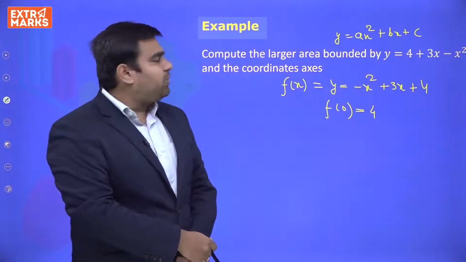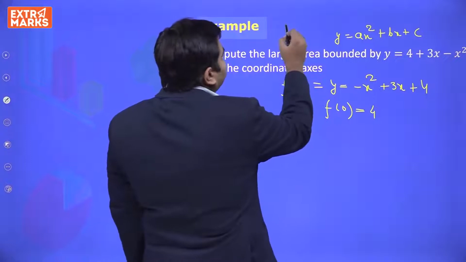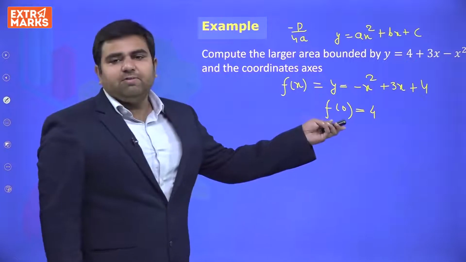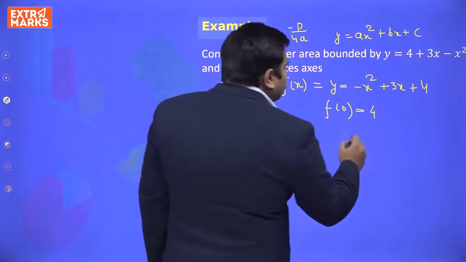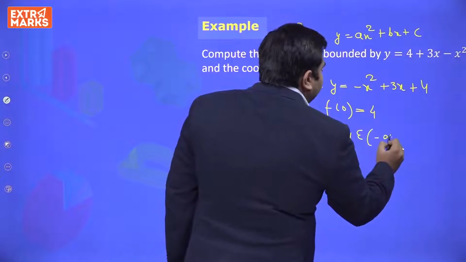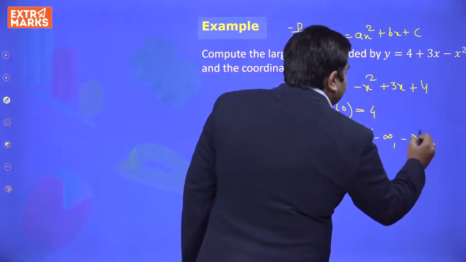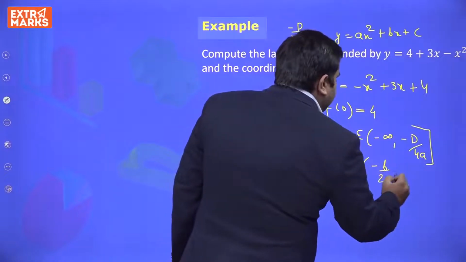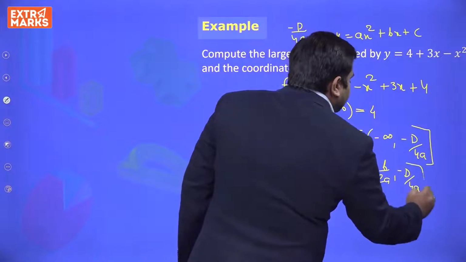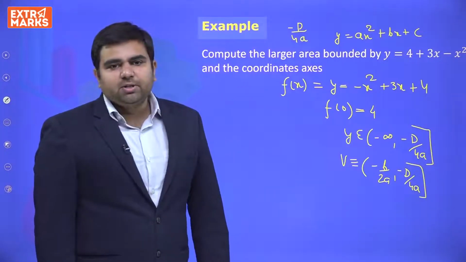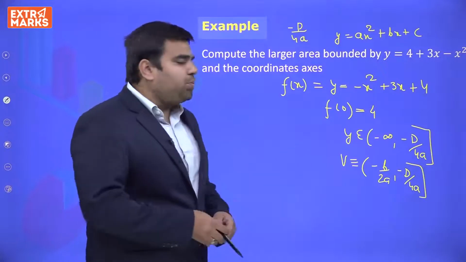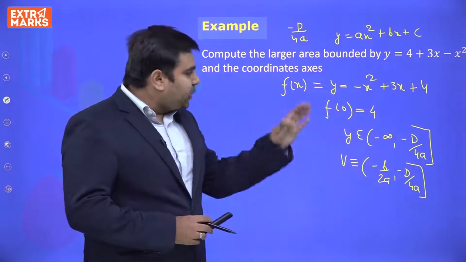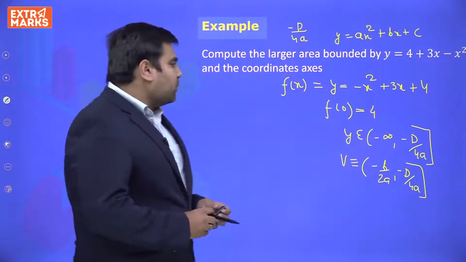So let's do this. Also, what is the range? What is the range of y? The range of y involves -D by 4a. If a is negative, then y belongs to -infinity to -D by 4a, right? And what is the vertex? The vertex is -b by 2a comma -D by 4a. So these are the necessary conditions to plot the graph of y equal to -x square plus 3x plus 4. Let's quickly apply all these conditions to plot the curve.